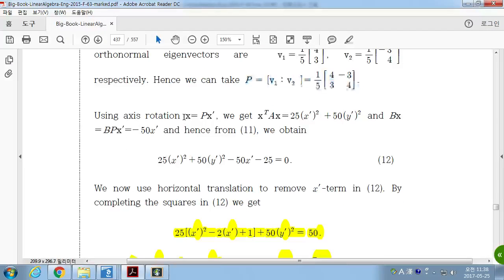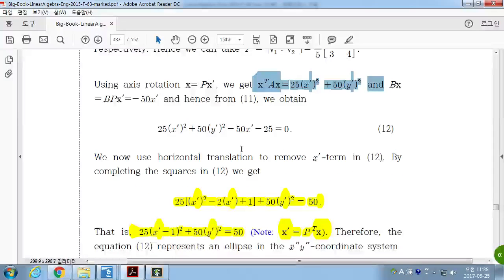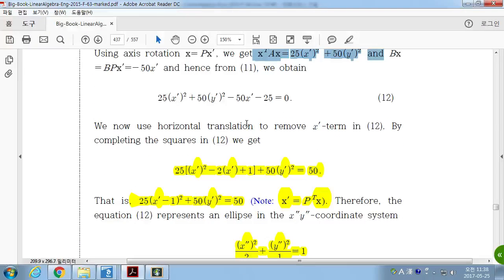Then the new axis can be found with this matrix. And we have eigenvalues 25 and 50 here. So the quadratic form can be written in this way, and we know this is an ellipse in the new coordinate system X prime and Y prime. Okay? That's it. So this is an ellipse. And then we still have these remaining terms.